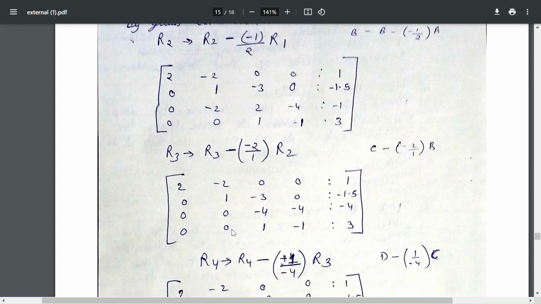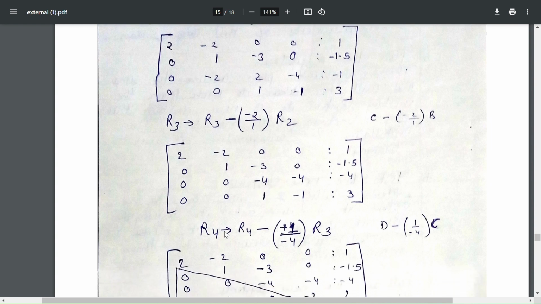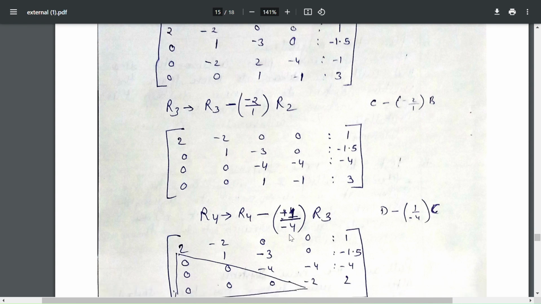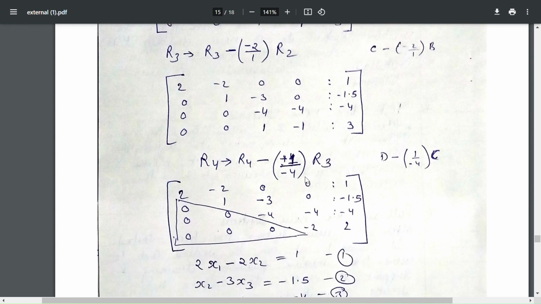Now we will move to the next step. We have to convert this element to 0 with the help of this diagonal element, minus 4. So the operation on R4 is R4 tends to R4 minus (1 divided by minus 4) into R3. On solving this operation, we get a new matrix, which is this. We have converted all the elements to 0 with the help of these diagonal elements.